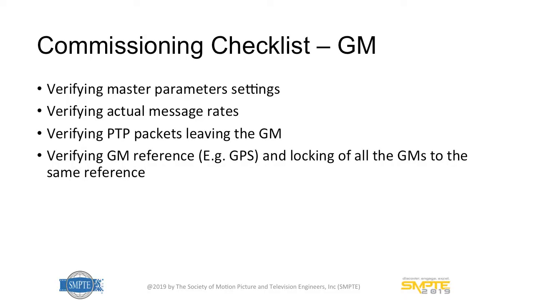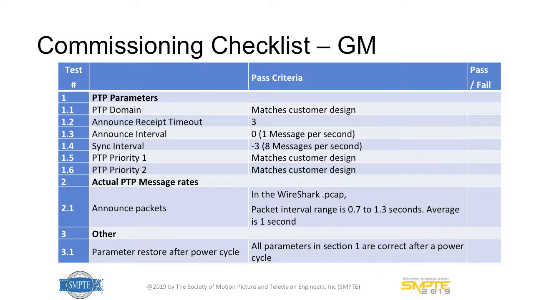Looking at a grandmaster's checklist, you're going to be focusing on the grandmaster parameters. You're going to be looking at the actual message rates it's sending, focusing on the packets leaving the grandmaster. You're going to have at least two grandmasters, so you also want to look at how they are locked to each other. Are they both locked to GPS, or do you have some sort of connection between them so that the two grandmasters stay in sync? So you're going to look at those kinds of items. This is just a small part of the checklist; as I said, it goes on for quite a while.